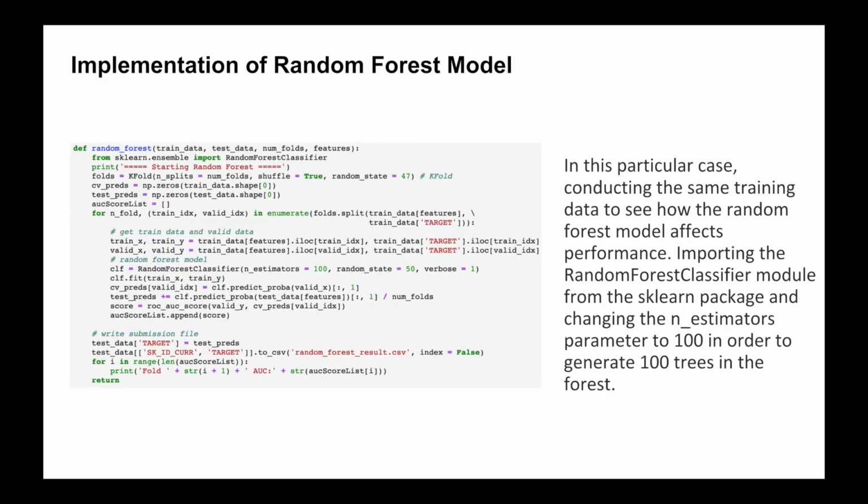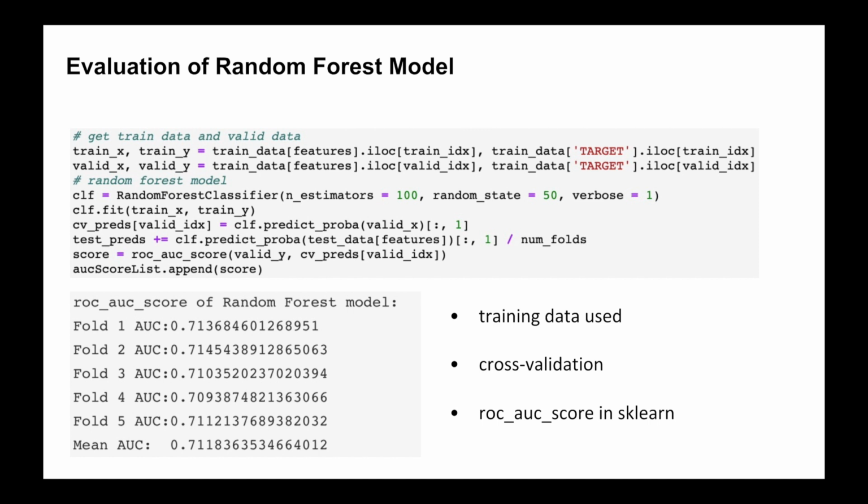In this particular case, we use the same training data to see how the random forest model affects performance. Importing the random forest classifier module from the scikit-learn package and changing the n_estimators parameter to 100 in order to generate 100 trees in the forest. Then directly use the original training data used in the logistic regression to train the random forest model. For the evaluation part of the random forest model, part of the training data is used in performing cross-validation, and we can see from the result that the mean AUC is approximately 0.712.